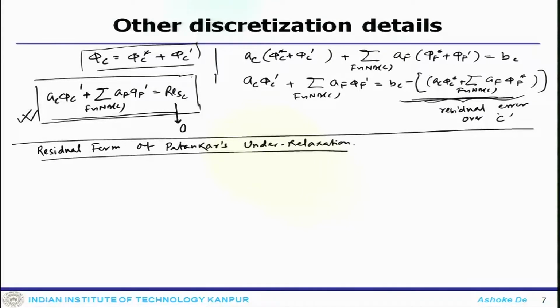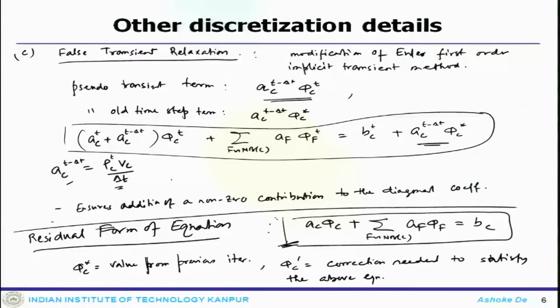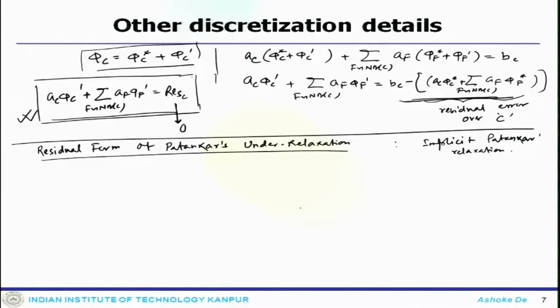So, what we have seen, that relaxation factor, now the residual form of it is the implicit Patankar relaxation, which you can derive from the standard equation. So, that is our standard equation, and one can derive that using Patankar's relation.